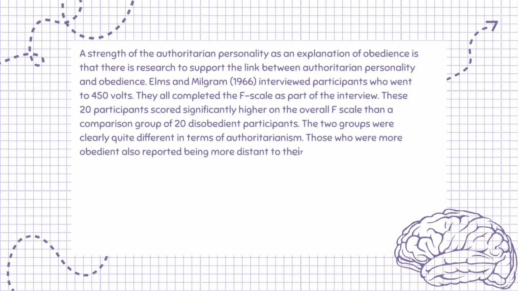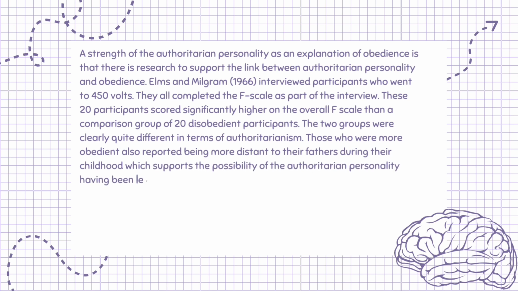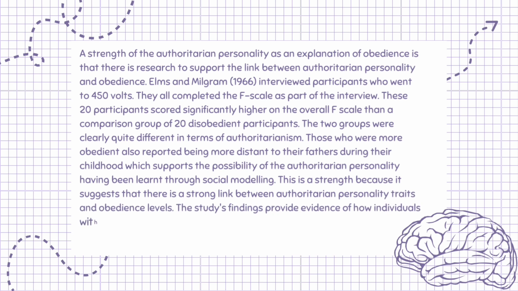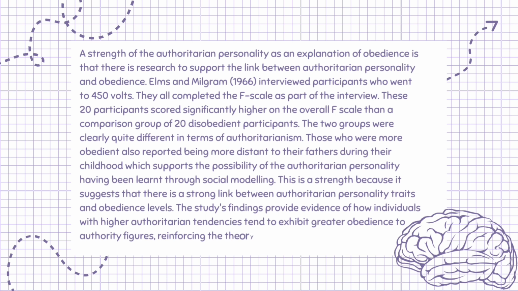Those who were more obedient also reported being more distant to their fathers during their childhood, which supports the possibility of the authoritarian personality having been learnt through social modeling. This is a strength because it suggests that there is a strong link between authoritarian personality traits and obedience levels. The study's findings provide evidence of how individuals with higher authoritarian tendencies tend to exhibit greater obedience to authority figures, reinforcing the theory's premise regarding the relationship between authoritarianism and obedience.